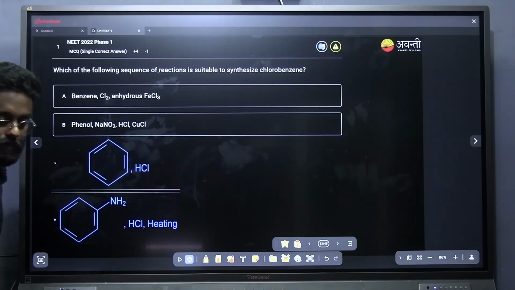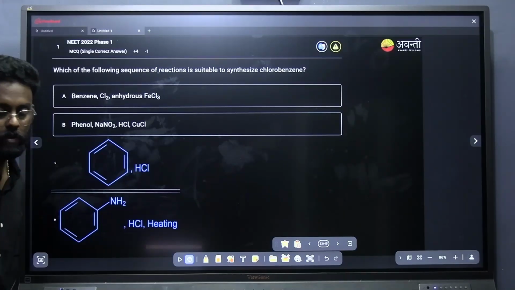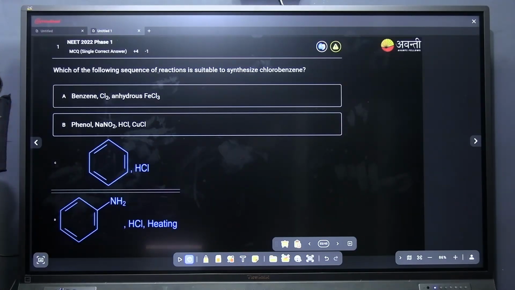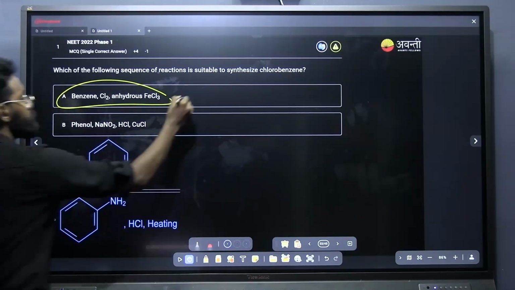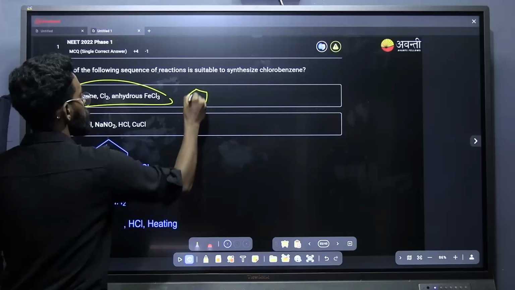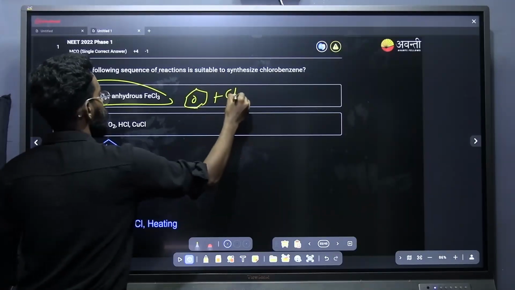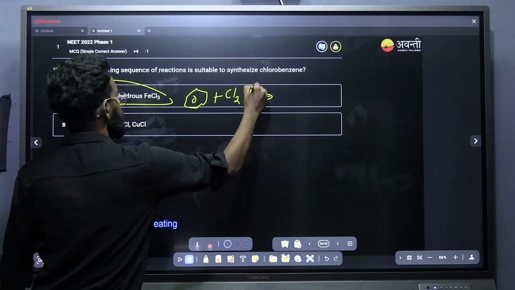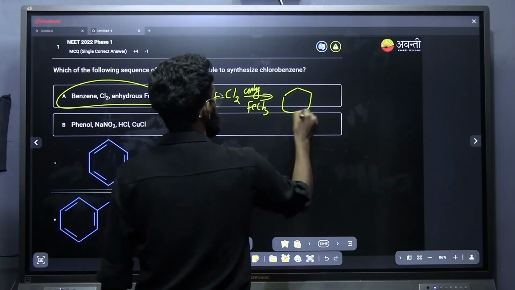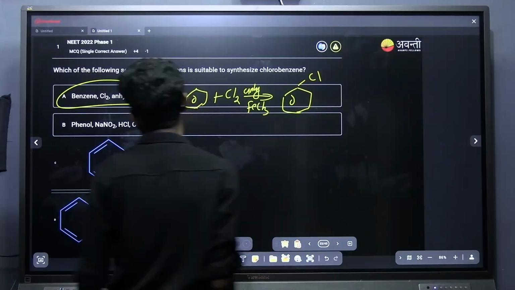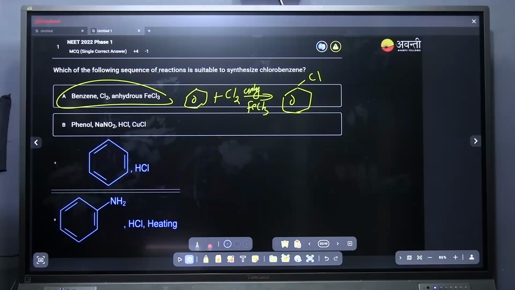Anybody got the answer? Anybody here can give me the answer? Option A, B, C. What is the answer? By looking at it, we can see, right? Benzene in the presence of anhydrous FeCl3, halogenation, that is chlorination here. What will I get? I will get the chlorinated product, that is chlorobenzene.